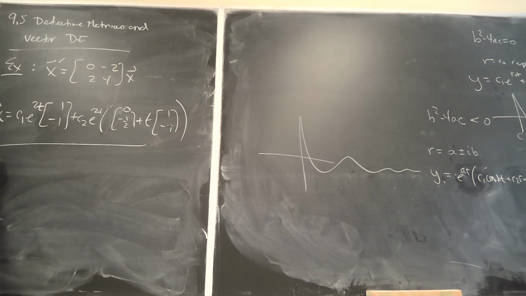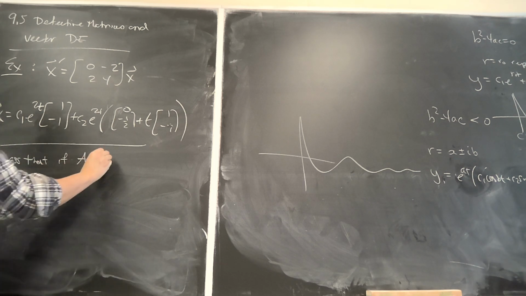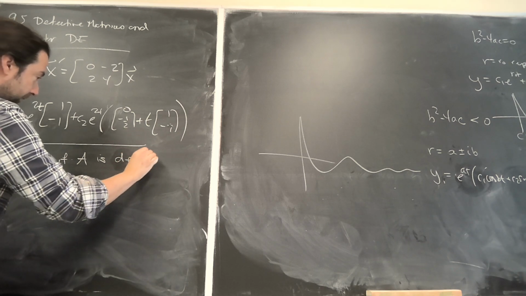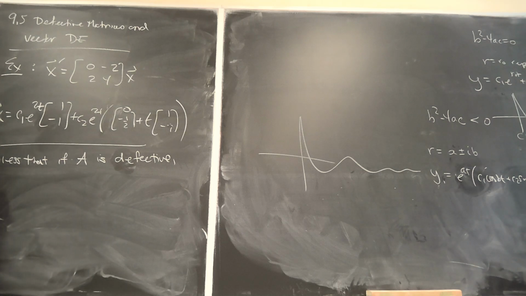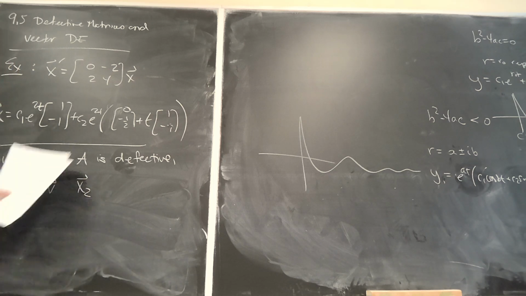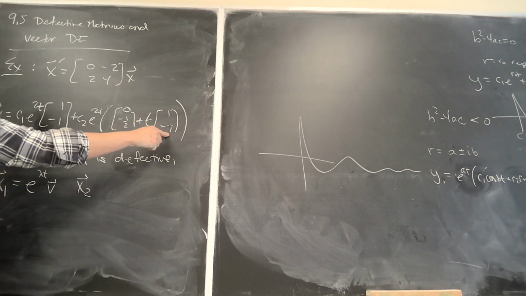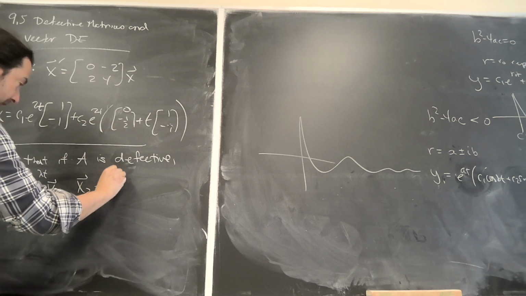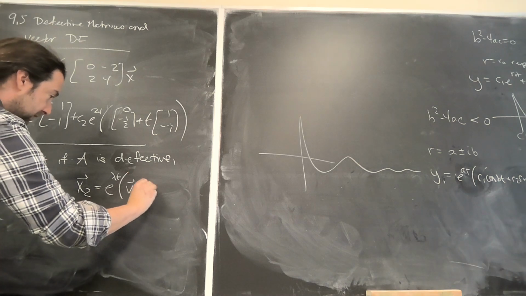So we're going to guess, starting with a 2 by 2 case, that if A is defective, then I can find a first solution by writing down e to the lambda t v1, where v1 is an eigenvector for A. And the structure of the second solution, following our guess, with v1 an eigenvector of A and v2 some mystery vector, is x2 equals e to the lambda t times v2 plus t times v1.